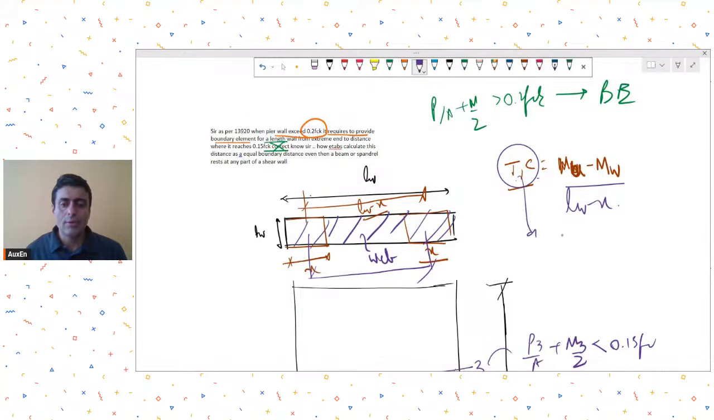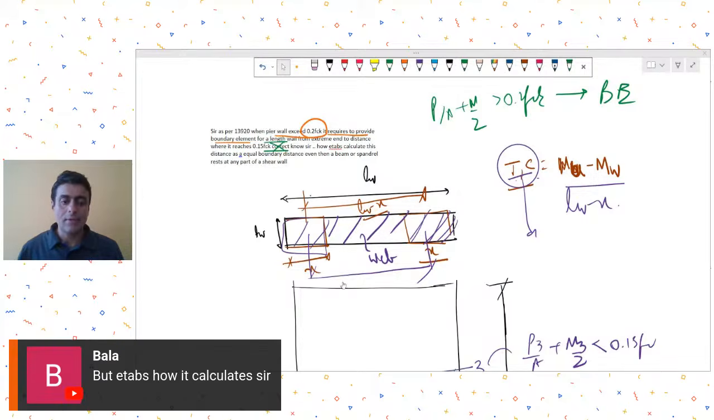And then you find out whether this particular size of the boundary element can resist that tension or compression or not. If not, then you revise the size x. So in this manner, this x is slightly trial and error based. So you have to do it that way.